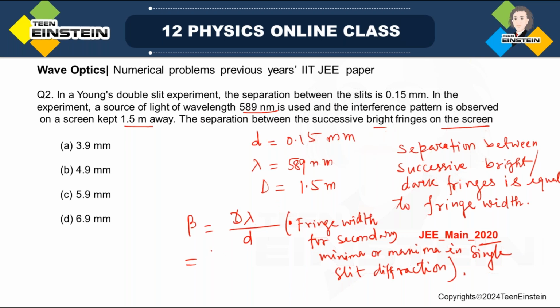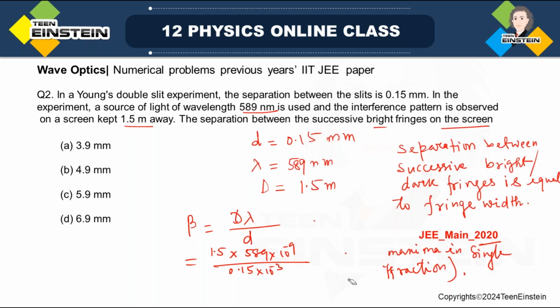So capital D is 1.5 meter, lambda is 589 into 10 to the power minus 9 meter, divided by small d, which is 0.15 millimeter, that is 10 to the power minus 3. Now, I hope you have noted this point. I'll just erase because I don't have space. Let me make some space over here.